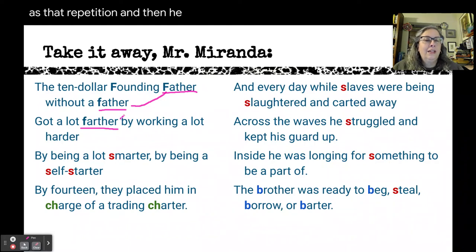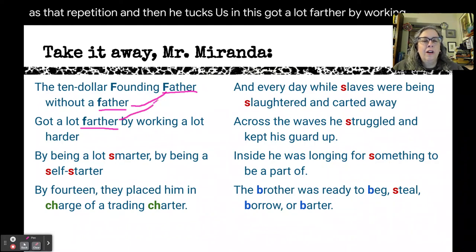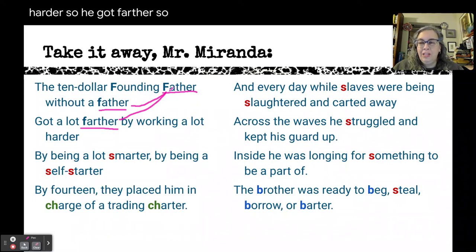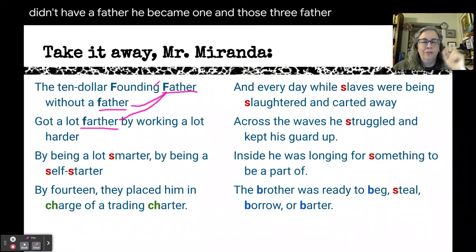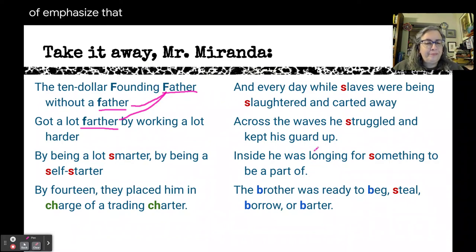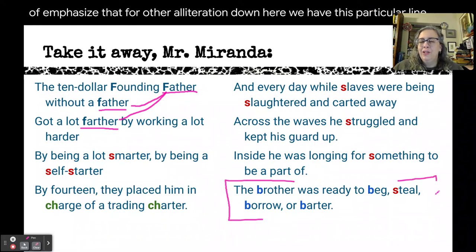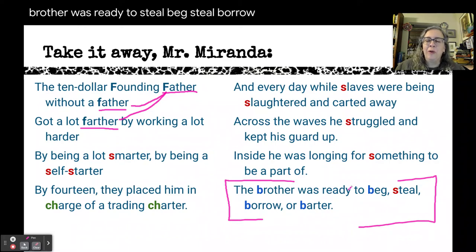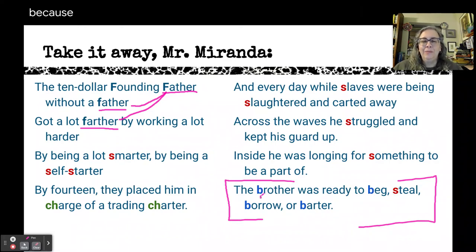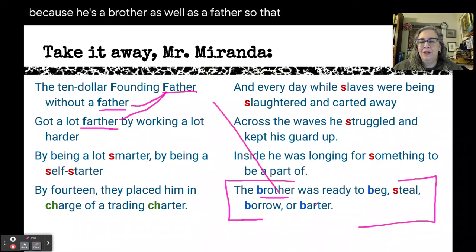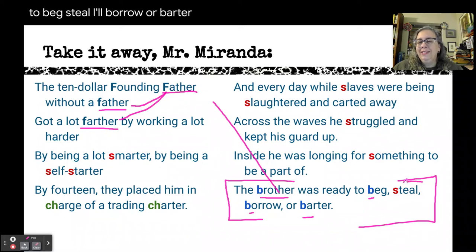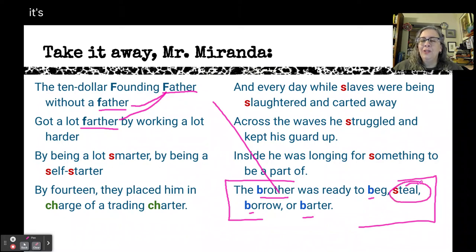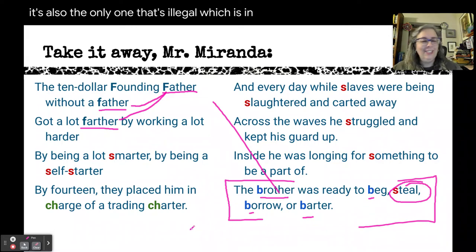And then he tucks in this: "got a lot farther by working a lot harder." So he got farther so that he could be a founding father. Even though he didn't have a father, he became one. And those three "farther" sounds kind of emphasize that. For other alliteration, down here, we have this particular line: "The brother was ready to beg, steal, borrow, or barter," which I find fascinating because he's a brother as well as a father, so that does tie back. He was ready to beg, steal, borrow, or barter. Steal is the only one that doesn't alliterate, and it's also the only one that's illegal, which is a neat trick.